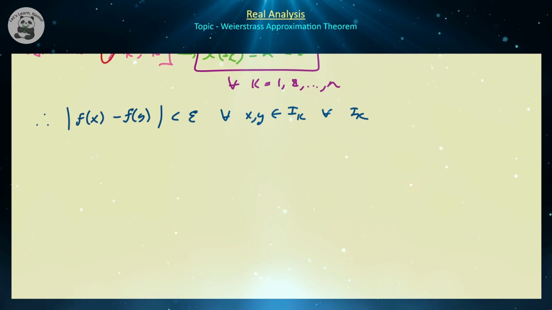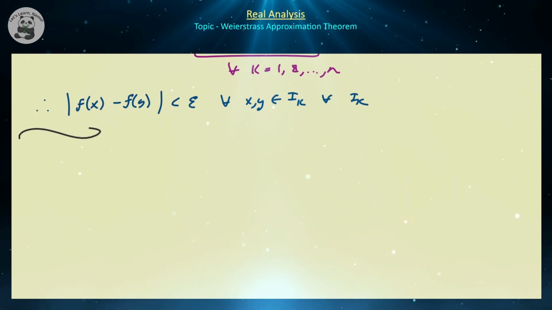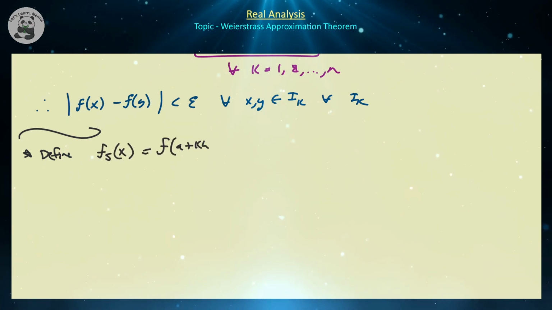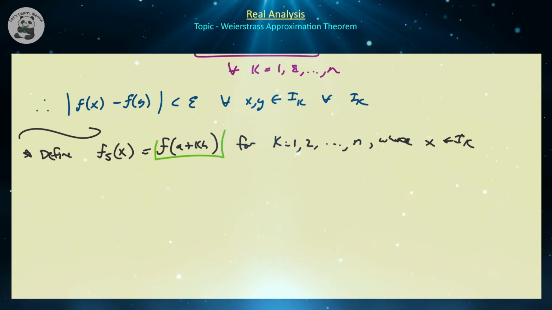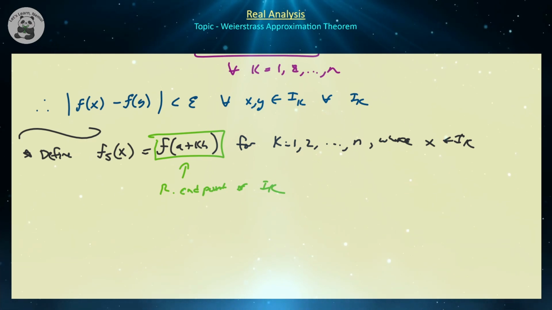So now we're going to start defining our piecewise function for our interval. So this is the big part. We're going to define fs(x) to be equal to f(a plus kh) for k equal to 1, 2, all the way down to n, where this x value belongs to Ik, whichever k we're interested in. And if you remember the general form of our intervals, this is just going to be equal to the right endpoint of Ik.